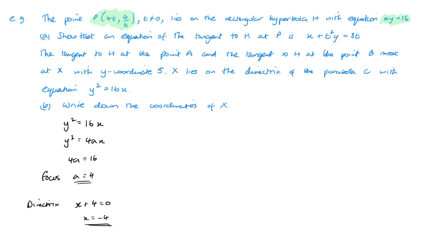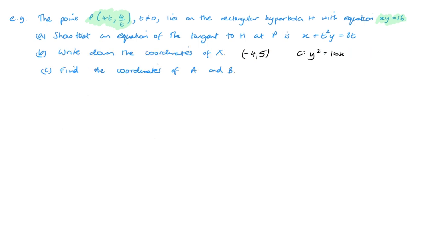So X has y coordinate 5 and lies on the directrix. So therefore X is (-4, 5). Okay, so the next step is to find the coordinates of A and B.